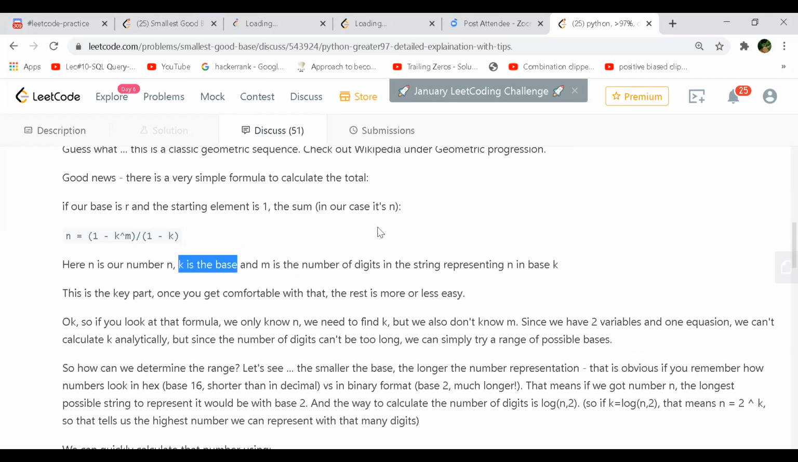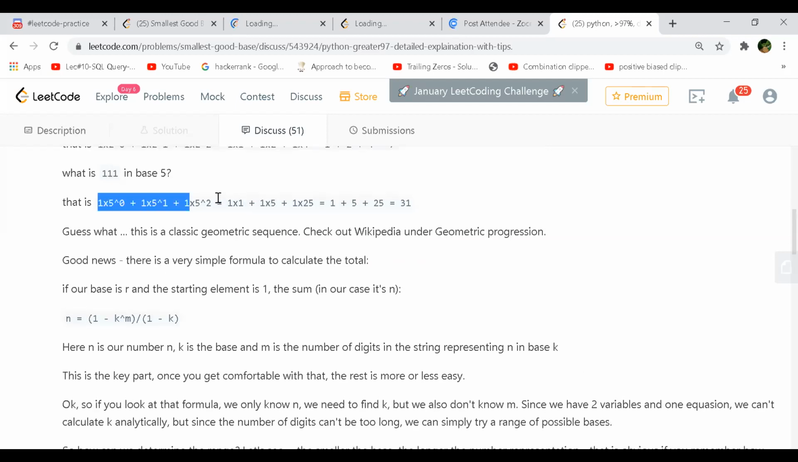Some, in our case, it's n. Okay. So this is that number we are getting, right? I mean, this is the sum of all the series. This will give you the sum of the entire series, which will sum up to the given number, which is n. This is clear, right?